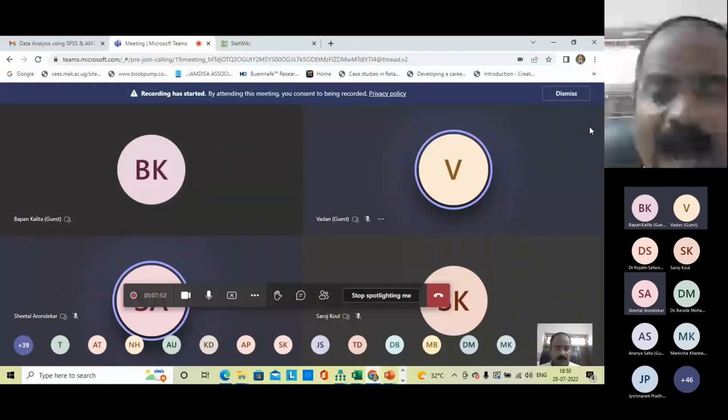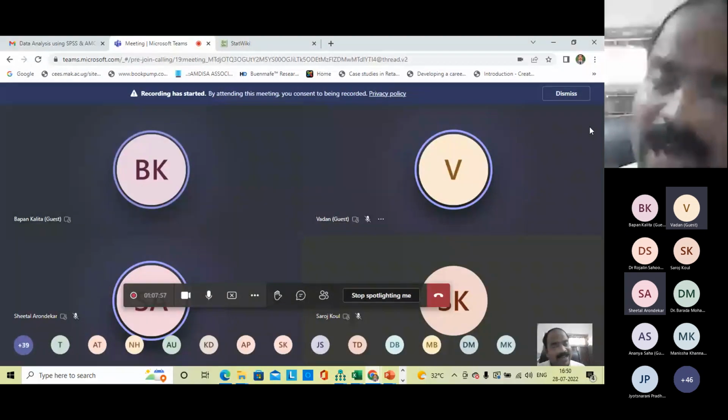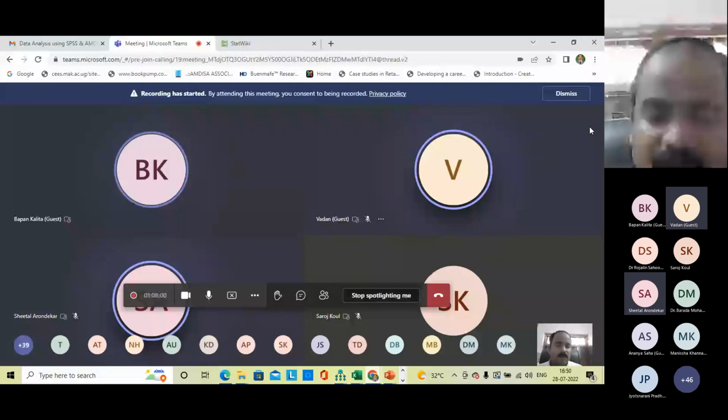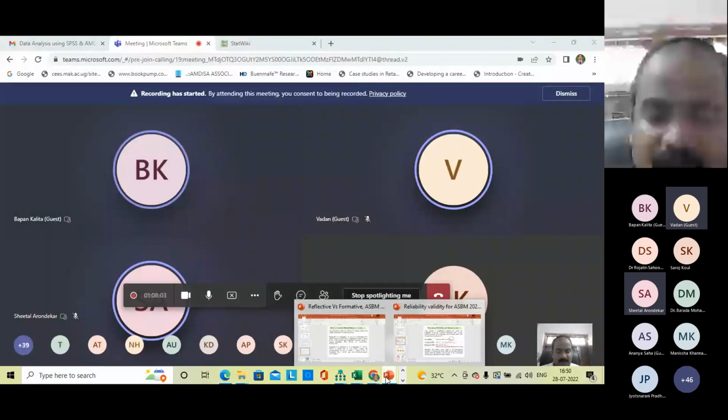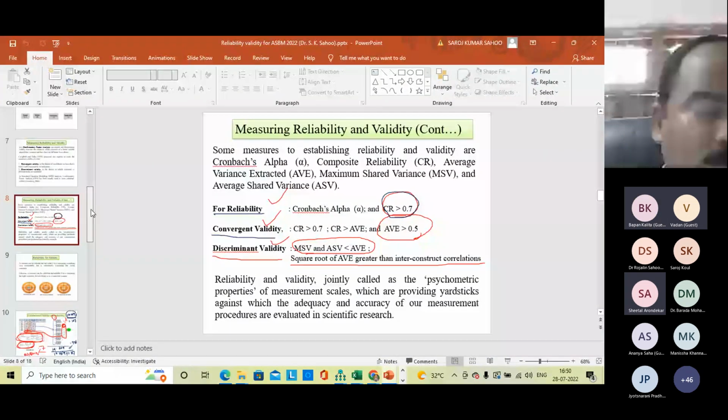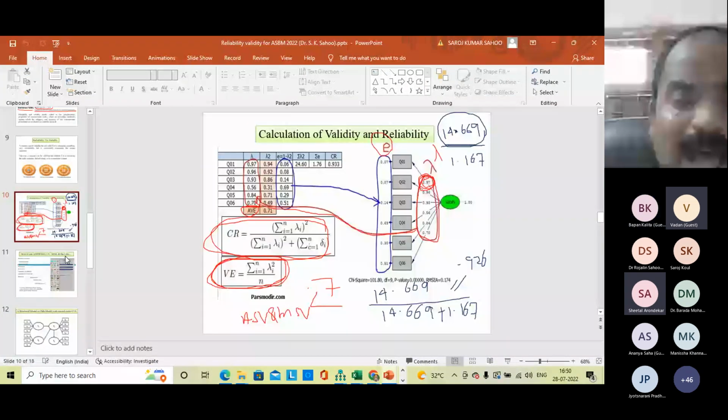Yes, sir. See, even if you can calculate manually, no problem. Calculate manually by this formula. Look at here, the formula. I have already shown you. Calculate manually by this formula, as we did yesterday. The formula of AVE is summation of lambda square divided by n.